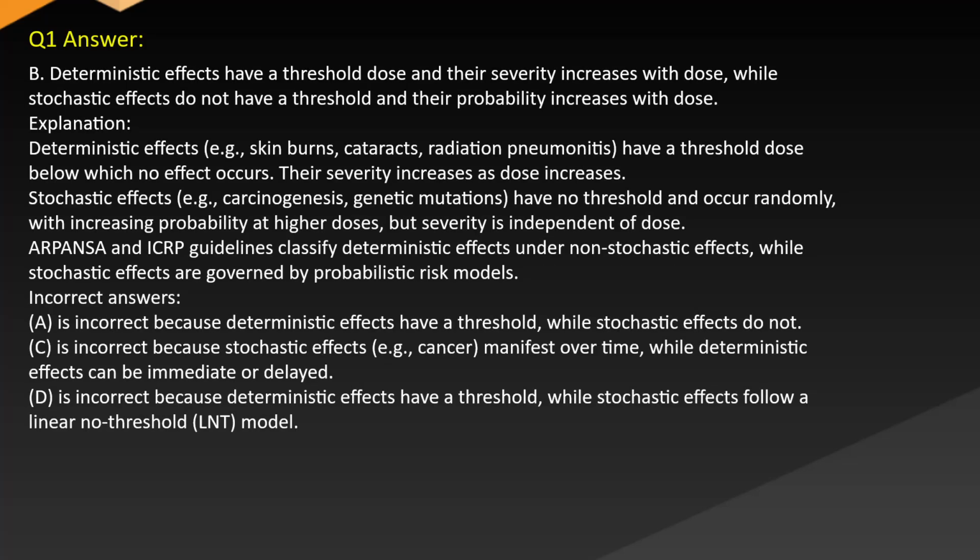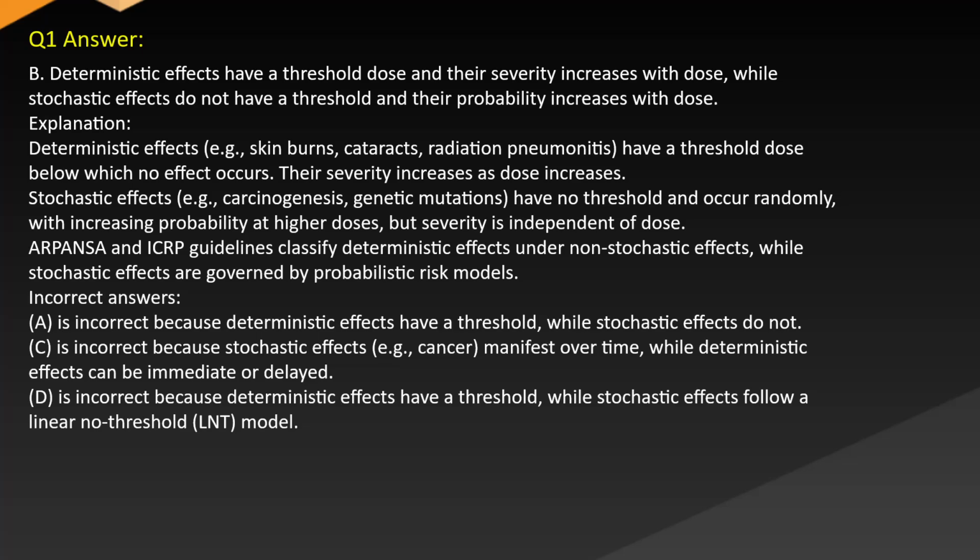Answer. B. Deterministic effects have a threshold dose and their severity increases with dose, while stochastic effects do not have a threshold and their probability increases with dose. Explanation. Deterministic effects, e.g. skin burns, cataracts, radiation pneumonitis, have a threshold dose below which no effect occurs. Their severity increases as dose increases. Stochastic effects, e.g. carcinogenesis, genetic mutations, have no threshold and occur randomly with increasing probability at higher doses, but severity is independent of dose. ICRP guidelines classify deterministic effects under non-stochastic effects, while stochastic effects are governed by probabilistic risk models.